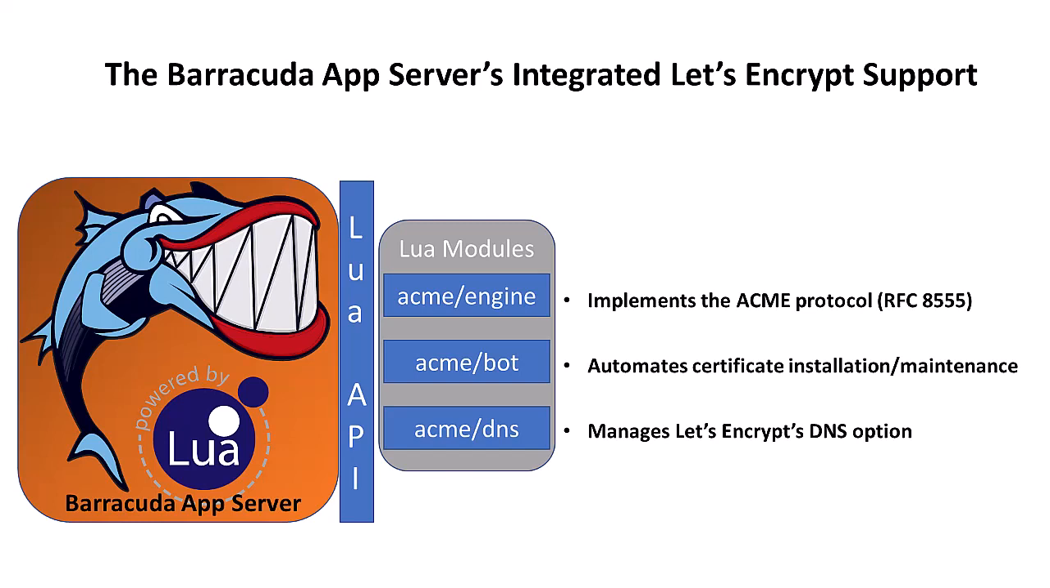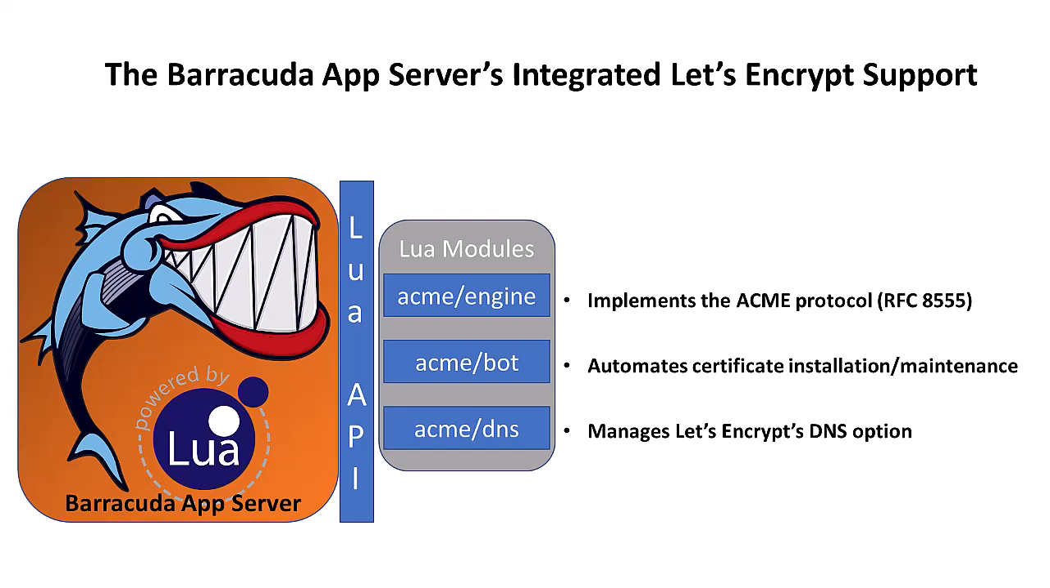The ACME bot module handles certificate installation and renewal. It ensures that certificates from Let's Encrypt are renewed before they expire. This module can be used directly without the portal, enabling the use of the standard Let's Encrypt HTTP challenge option if the Barracuda app server-enabled product is accessible on the Internet.